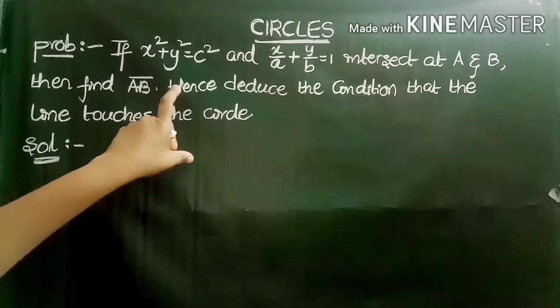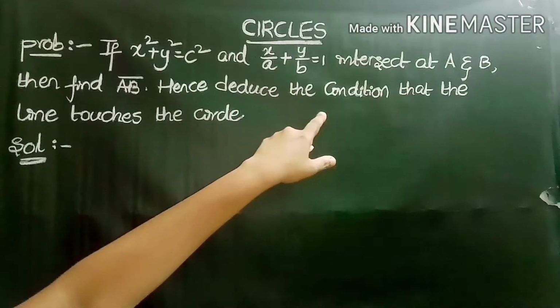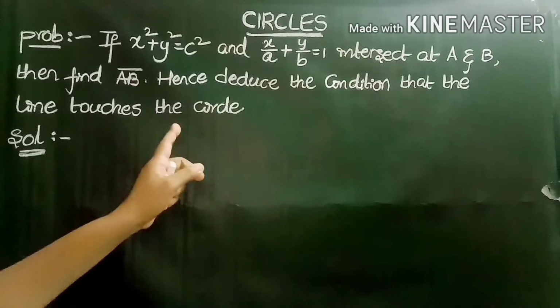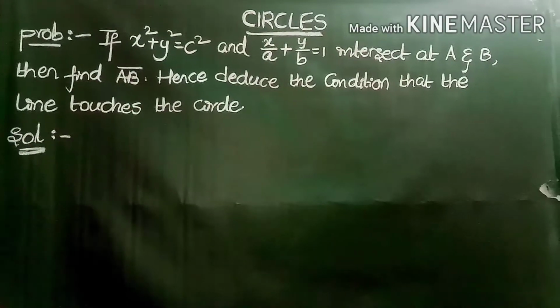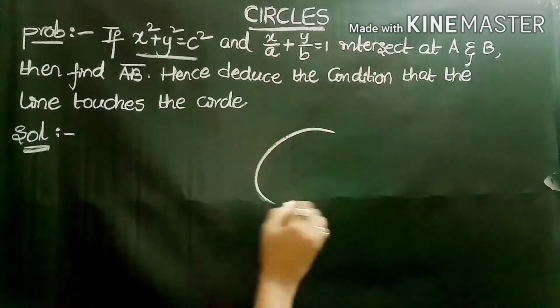First question: if x square plus y square is equal to c square and x by a plus y by b is equal to 1 intersect at A comma B, then find AB and hence deduce the condition that the line touches the circle. So what is x square plus y square is equal to c square? This is the circle equation.